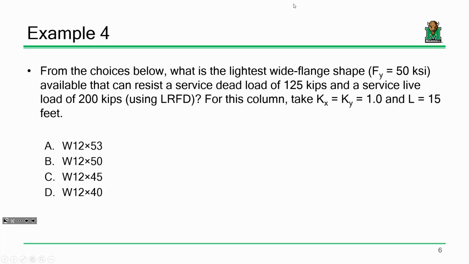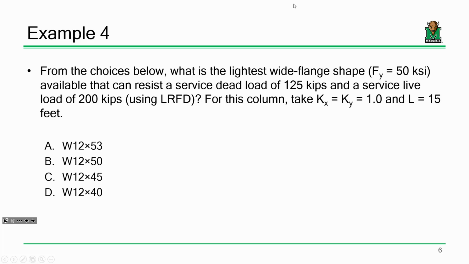So here's the problem. From the choices available below, what's the lightest wide flange shape that can resist a service dead load of 125 kips and a service live load of 200 kips? So they gave us dead and live, and we need to determine what column is going to work. For this column, we're going to take Kx equals Ky equals 1 and L equals 15 feet. If Kx equals Ky, which axis governs, weak axis or strong axis? Weak axis governs. And if the weak axis governs, I don't even have to check the strong axis. It's really just factor the load, find the one that works.